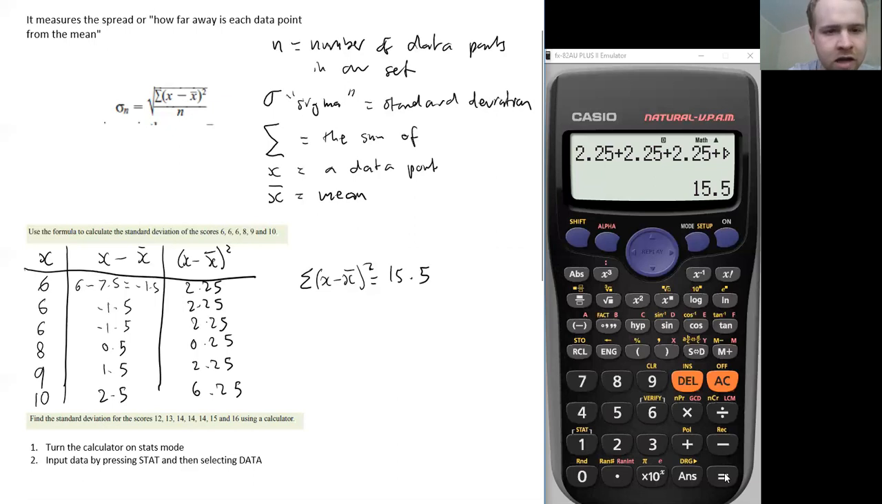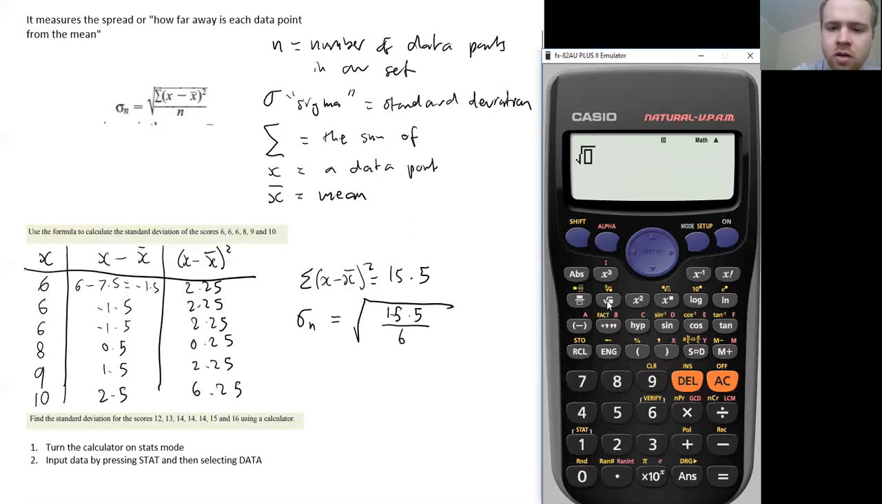And we have our sum of all those differences, which is 15.5. Now, to find the standard deviation, we're almost there. We found this part here. We just have to do the square root of that over n. So sigma n is going to be the square root of 15.5 over, and n is 6. We have 6 scores. That's going to give us our standard deviation, believe it or not.